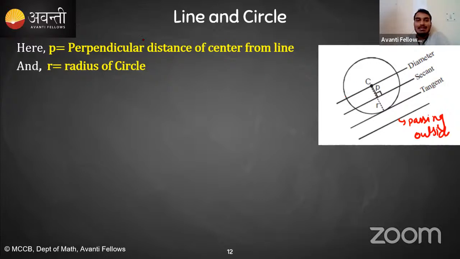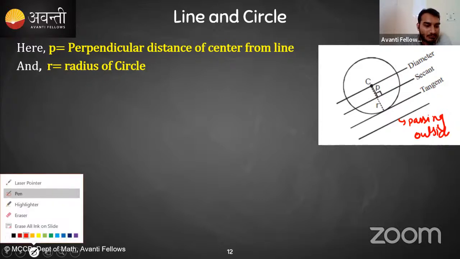So if a line and a circle are given, a line can pass outside, or the line can become a tangent, or the line can become a secant, and the line can be a diameter also. Is that clear? These four possibilities only happen with a line and a circle, right? There are some variables that I have defined for our reference. First is P. P is nothing but the perpendicular distance of the center from the line, and R is the radius.